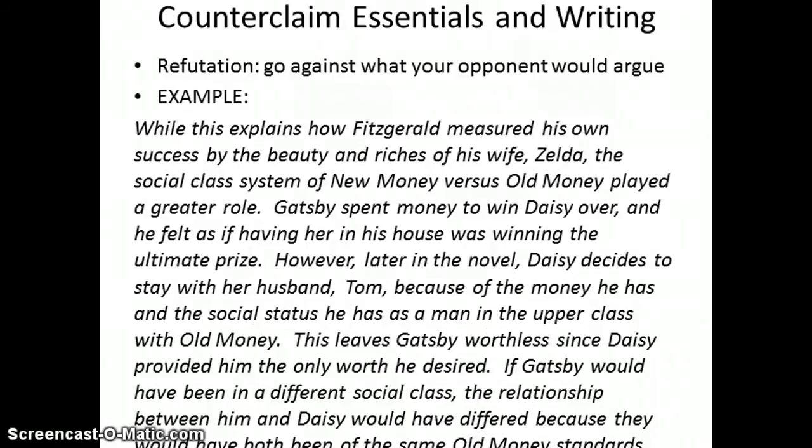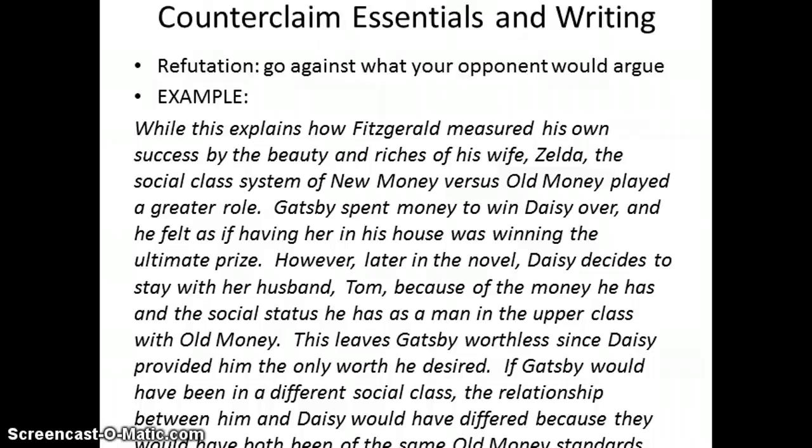While this explains how Fitzgerald measured his own success by the beauty and riches of his wife Zelda, the social class system of new money versus old money played a greater role. Gatsby spent money to win Daisy over, and he felt as if having her in his house was winning the ultimate prize. However, later in the novel, Daisy decides to stay with her husband Tom because of the money he has and the social status he has as a man in the upper class with old money. This leaves Gatsby worthless, since Daisy provided him the only worth he desired.